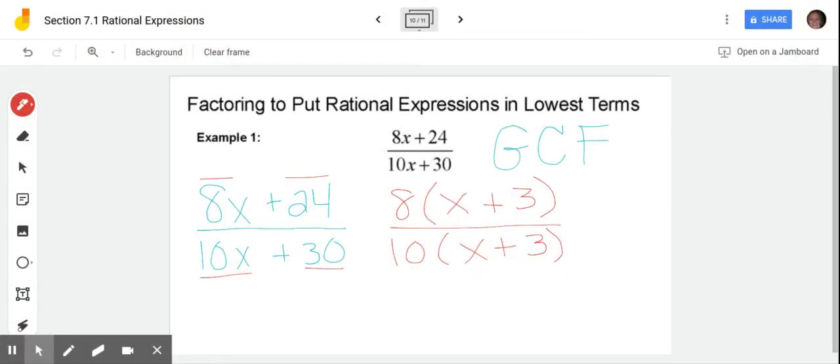Now, because x plus 3 and x plus 3 are the same thing, I get to cross them out. They're in the parentheses. They are the same factor. And I'm left with 8 over 10. But that's not in lowest terms yet, because they can both be reduced by 2. So 4 over 5 is the answer to this one.